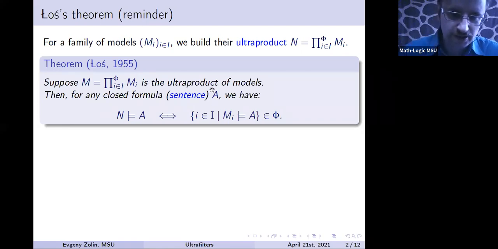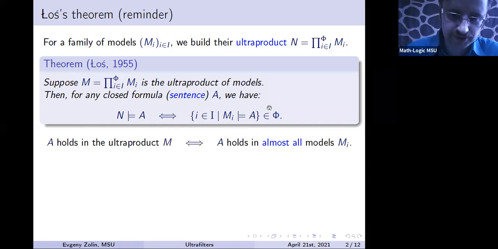Then for any closed formula A, it is true in this big model if and only if the set of indices I, such that A holds in Mi, is an element of the ultrafilter. It is important that phi is an ultrafilter.